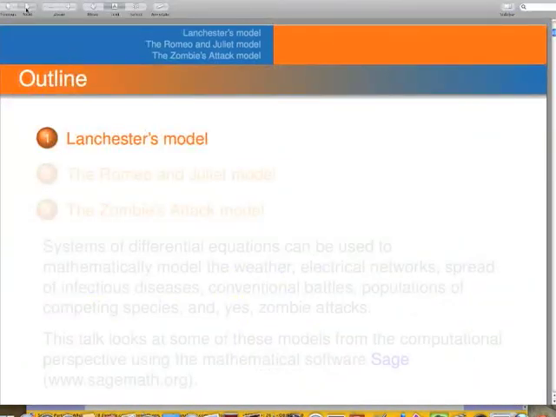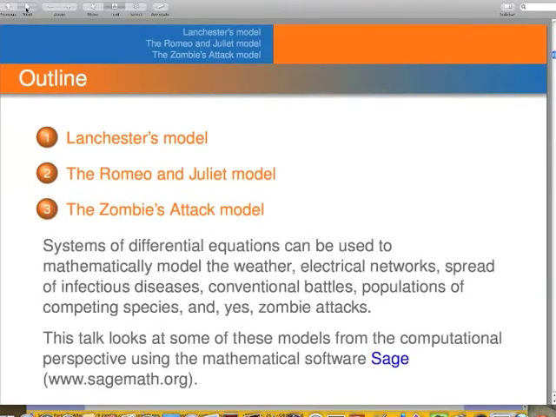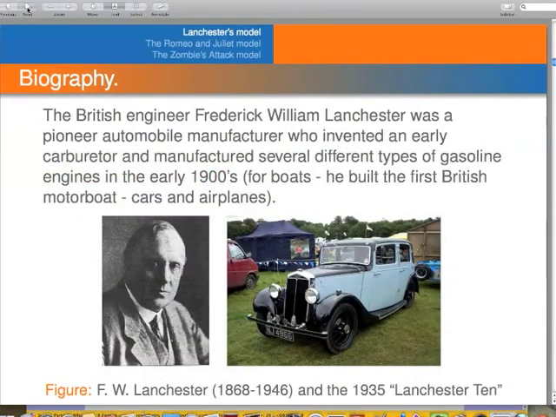We'll start with Lanchester's model. Then we'll go to the Romeo and Juliet model, and the zombie attack model. This is the last one. You can use differential equations to model the weather, electrical networks, spread of infectious diseases, conventional battles, populations of competing species, and even zombie attacks. And we'll look at some of these using SAGE.